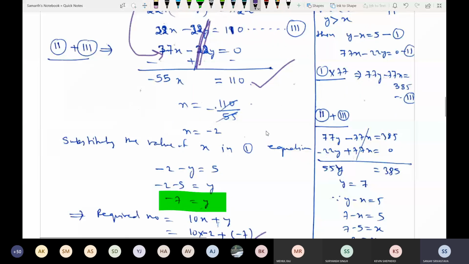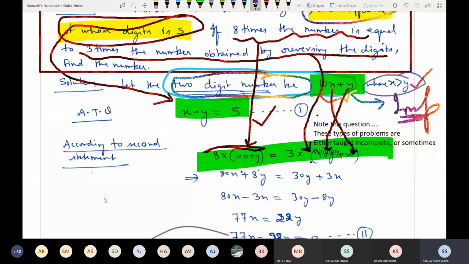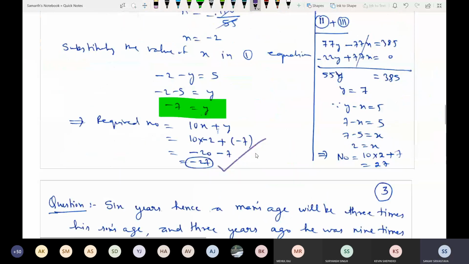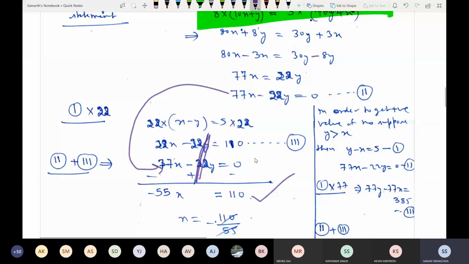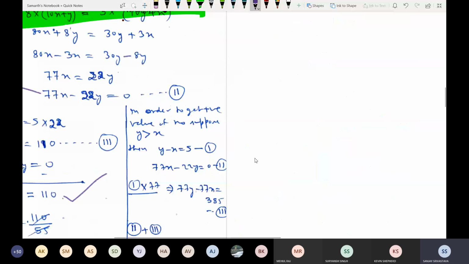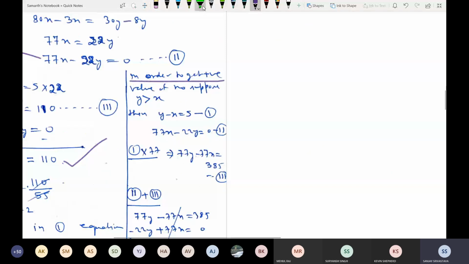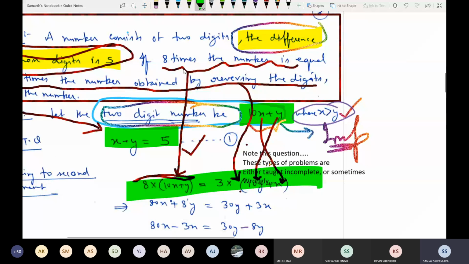In order to get the positive value, I have shown you the solution. I have told you that there is a fallacy in the question: they have written only "find the number", but it should be "numbers". So I have found the second number also in order to get the positive value.